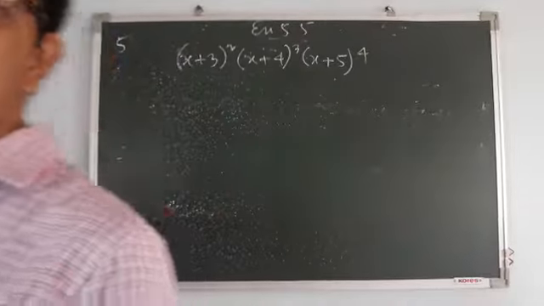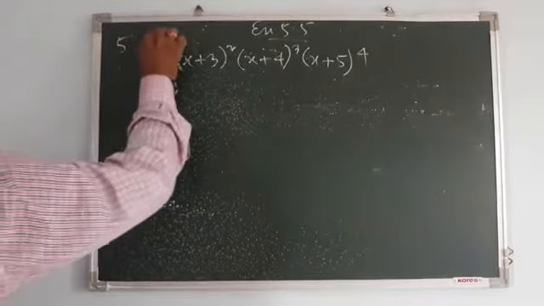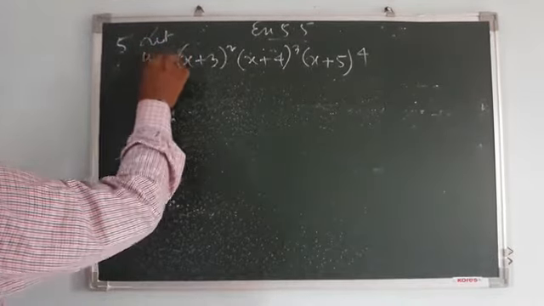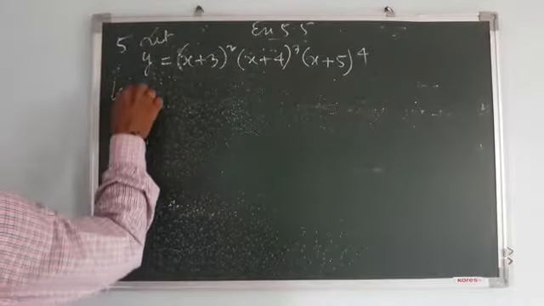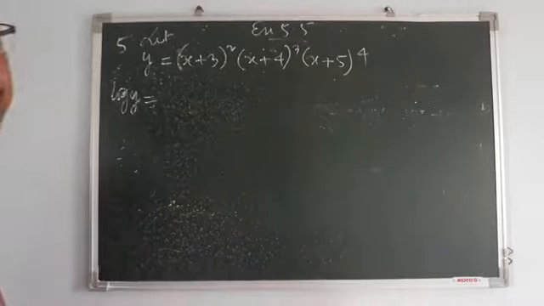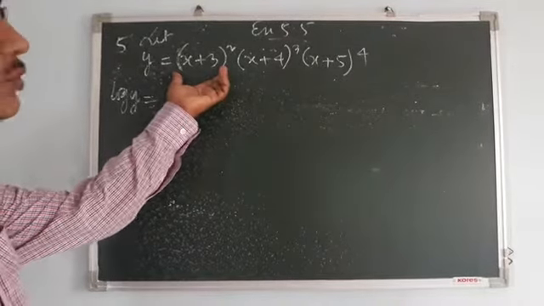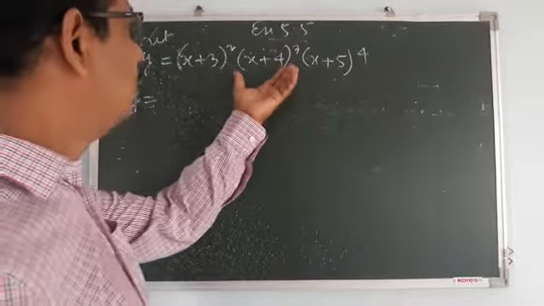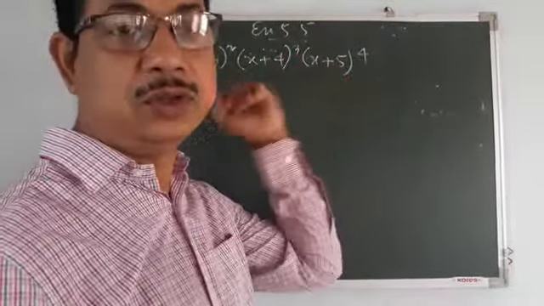So of course we need what? Without introduction of log we cannot do. So first you write y as this variable. Then if we introduce log here, log y, then log of this term will be log of x plus 3 whole thing square plus log x plus 4 whole thing cube plus log x plus 5 whole thing to the power 4.